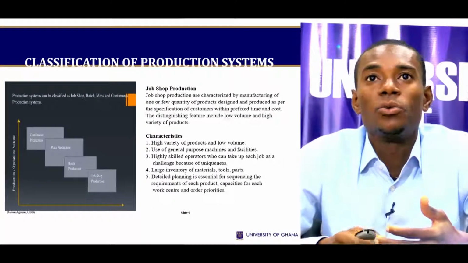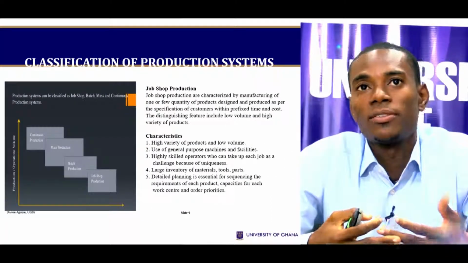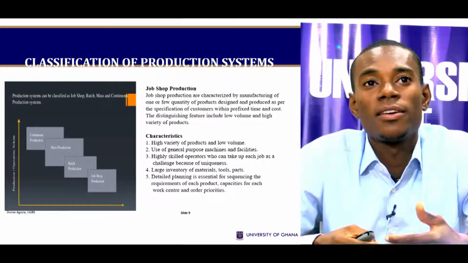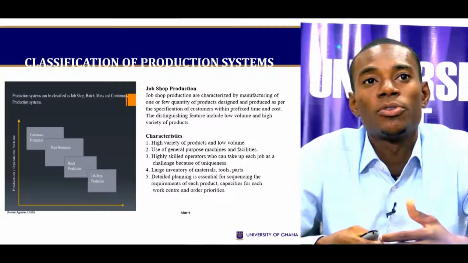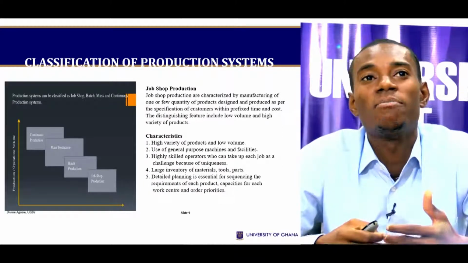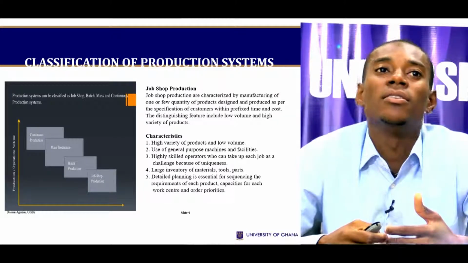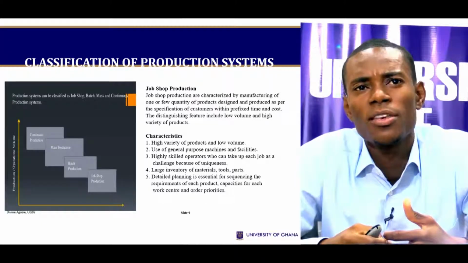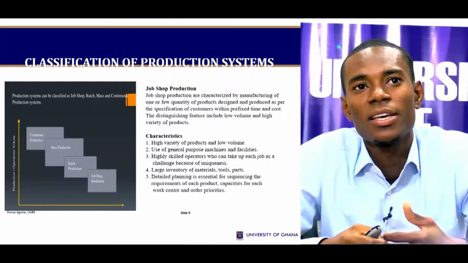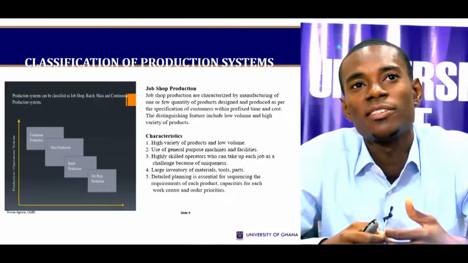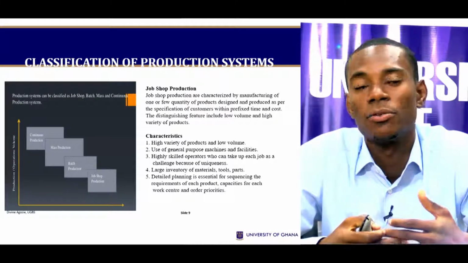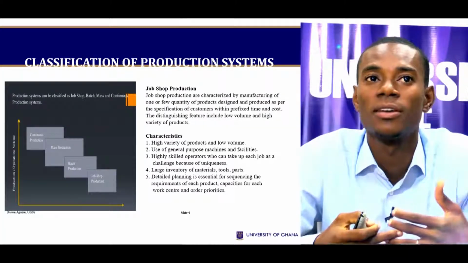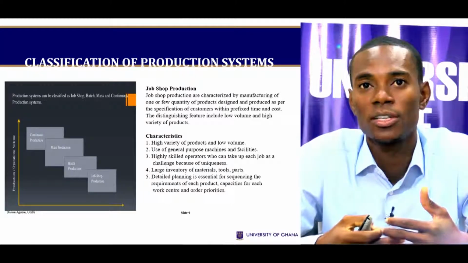Now, we'll look at some types of production systems very quickly. If you look at the diagram we have here, we have what we call the job shop production, the batch production, mass production, and the continuous production. Now we're going to look at certain characteristics, and you'll see that the systems become less flexible as we move up the ladder, from job shop to batch to mass production and continuous production.